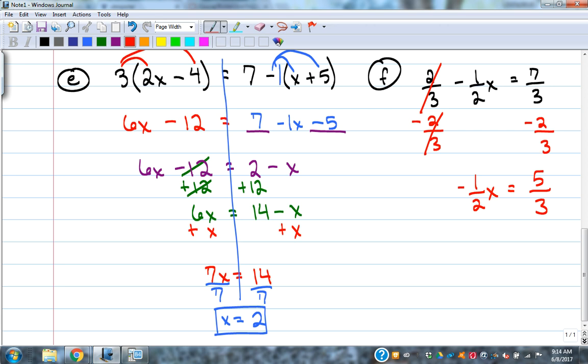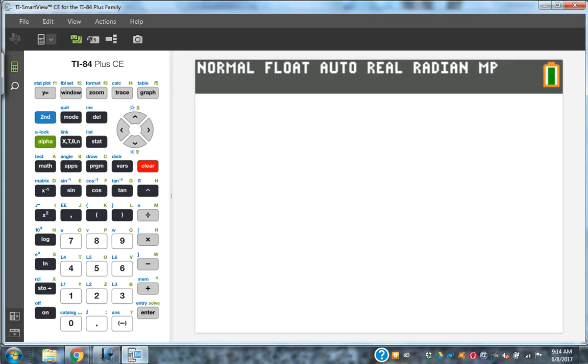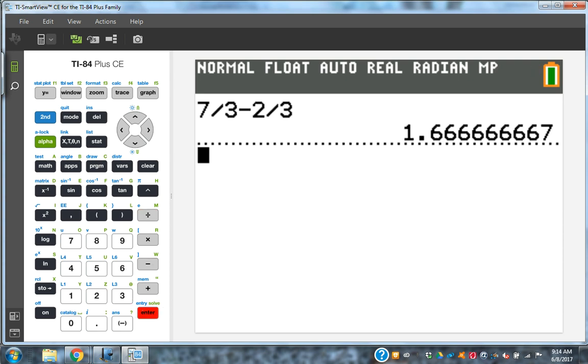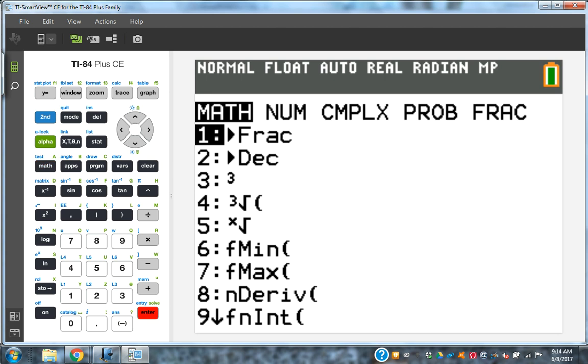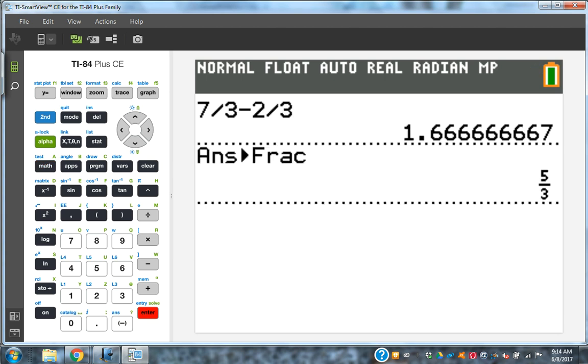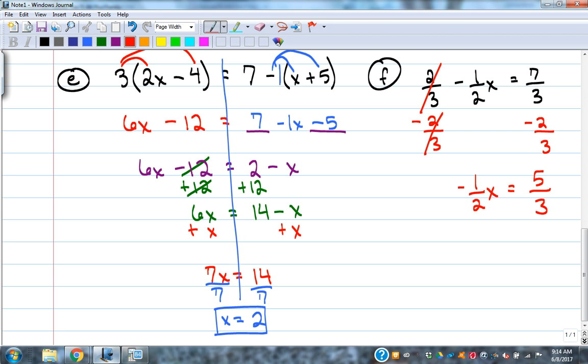If by chance you're not comfortable doing that, the calculator's your friend. You can do 7/3 minus 2/3. And if the calculator gives you that back in a decimal, change it to a fraction by pressing math, enter, enter. And that gets you the fraction back. And that works with the 83s or the 84s. Okay. And so that's where the 5/3 comes from.